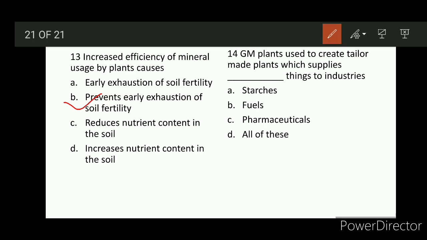GM plants are used to create tailor-made plants which supply dash things to industries. Option A, starches. Option B, fuels. Option C, pharmaceuticals. Option D, all of these. So GM plants are used to create tailor-made plants that help in the production of starch, fuel, anything that is required can be designed in these GM plants and produced. So option D, all of these, is the right option.